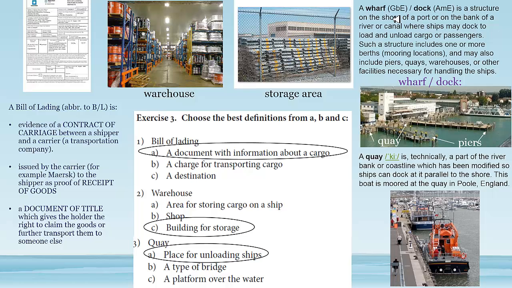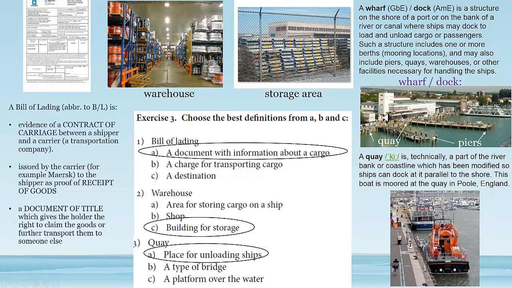So inside of a wharf or on a dock, you'll see quays. And quays, technically, is part of a riverbank or coastline which has been modified so ships can dock parallel to the shore. So down here you can see, for example, a boat moored at a quay in Poole, England. So in this picture here as well, we have a quay, but we also have piers. Piers are structures jutting out into the water, which you can moor onto. You have different berths, and berths are numbered mooring locations on the quayside or on the pier.